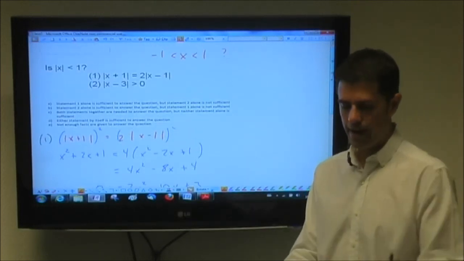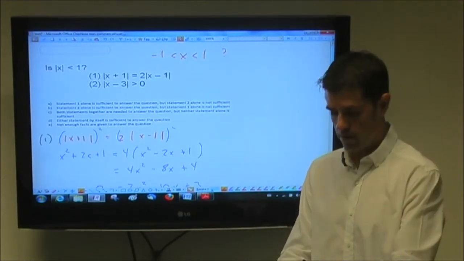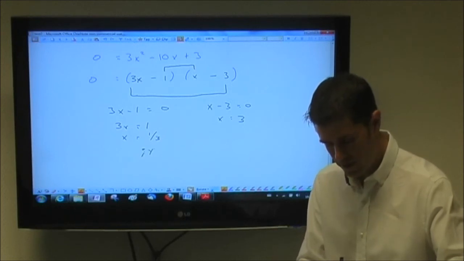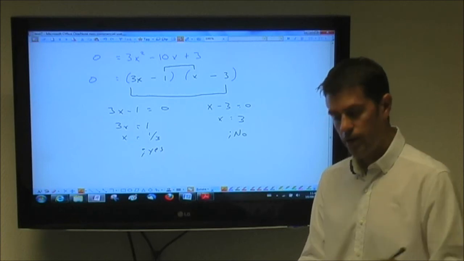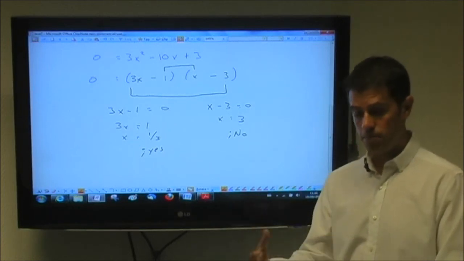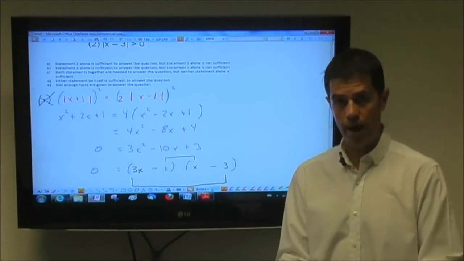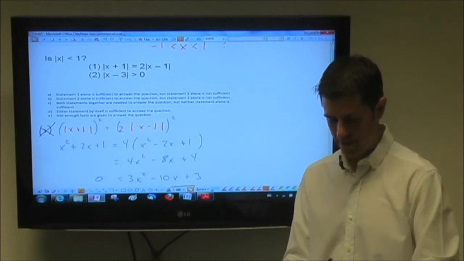Now the question asks, is x between minus 1 and 1? With 1/3, we would get a definite yes. With 3, we get a definite no. Since we're getting a sometimes yes, sometimes no, we say that statement 1 is insufficient to answer the question. So now I have to take a look at statement 2 by itself.